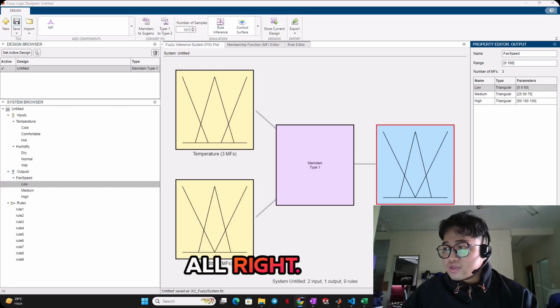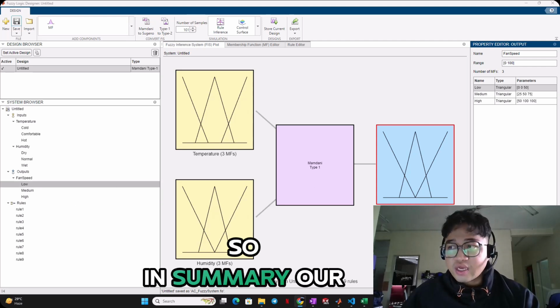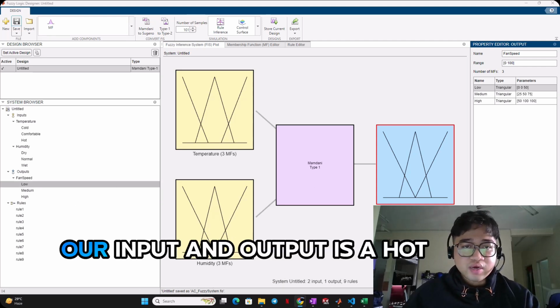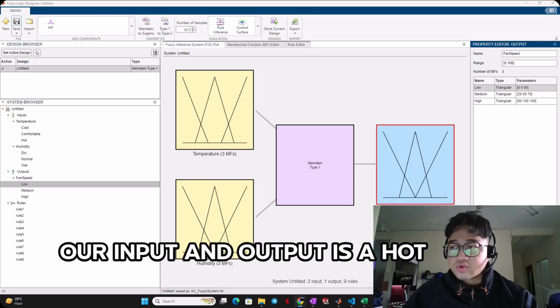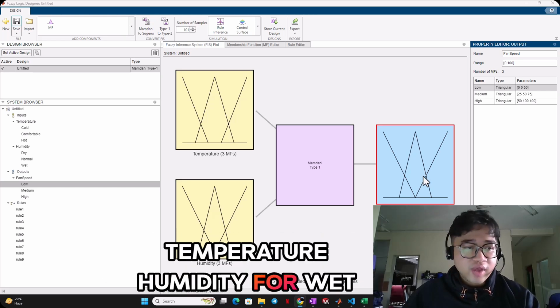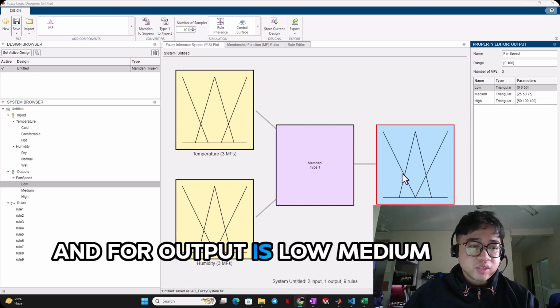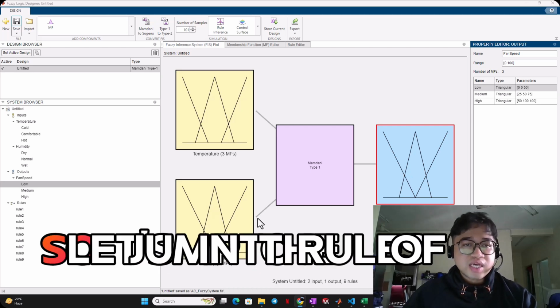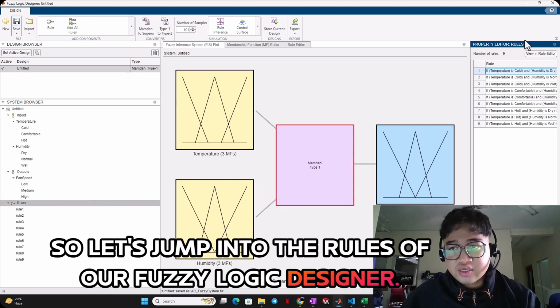In summary, our inputs and output are hot, cold and comfortable for temperature; wet, normal and dry for humidity; and for the output, low, medium and high. So let's jump into the rules of our Fuzzy Logic Designer.